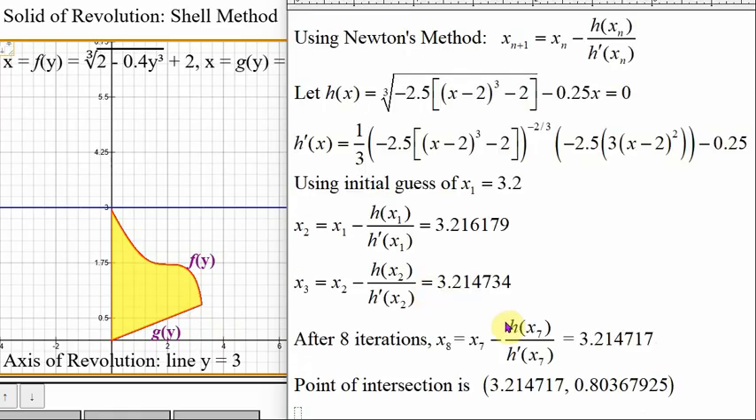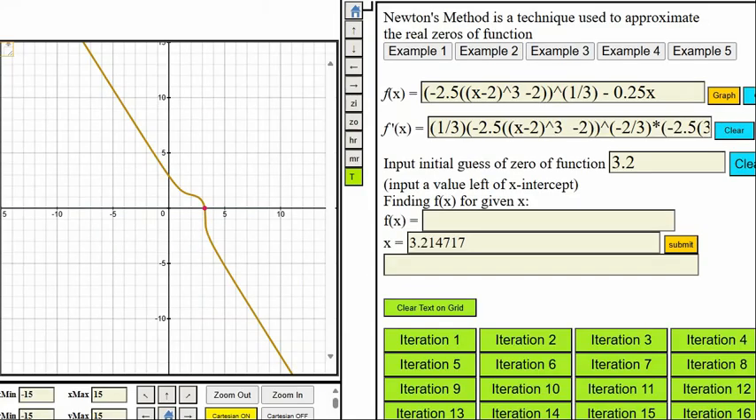And now I want to show a little bit how I got to this value right here using Newton's method. Here's an illustration of Newton's method. So this is h of x, and this is the derivative of h of x, and then the initial guess of 3.12.